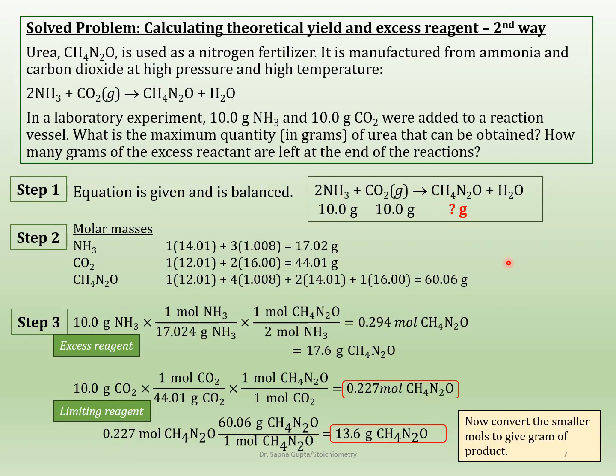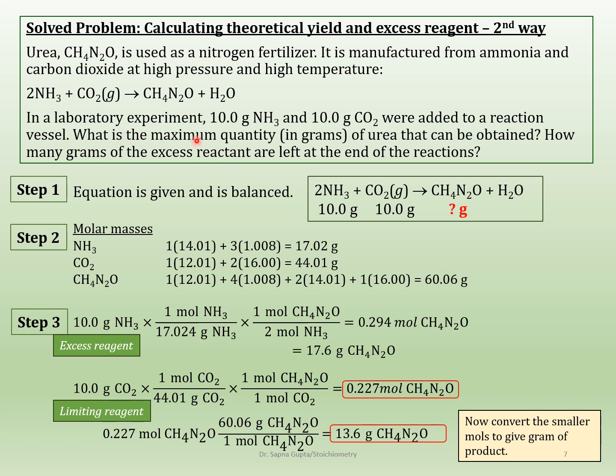So here is another problem. So let's see. So urea is used as a fertilizer, and we've worked with urea before. It's manufactured from ammonia and carbon dioxide. So here is the same equation again. So in a lab experiment, here we have 10 grams of ammonia and 10 grams of carbon dioxide. So what is the maximum quantity in grams of urea that can be obtained, and how many grams of excess reactant are left at the end of the reaction.